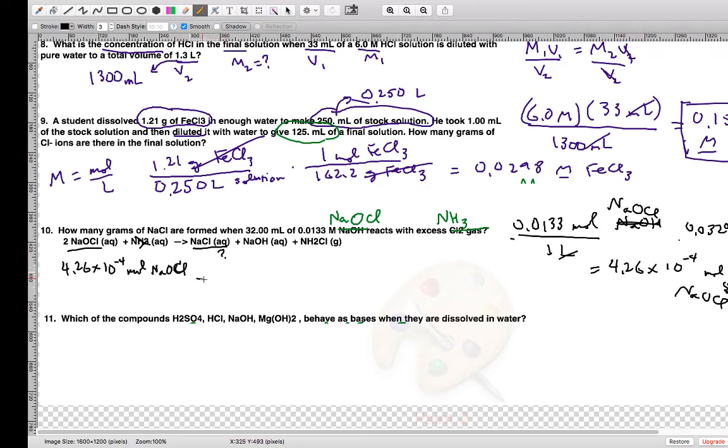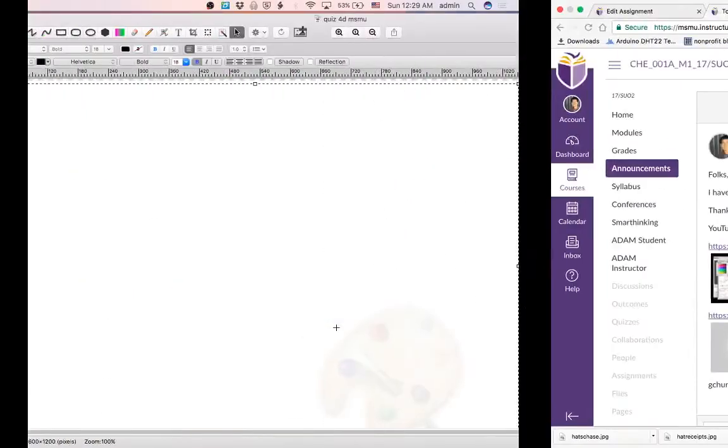Right. Now, I know that 2 moles of NaOCl make 1 mole of NaCl. And I know that 1 mole of NaCl weighs 58.44 grams of NaCl. That's according to the periodic table. Moles of NaCl cancel. Moles of sodium hypochlorite bleach cancel. So I have grams of NaCl left over up here. That's what I want. So I do 4.26 times 10 to the minus 4th divided by 2 times 58.44.